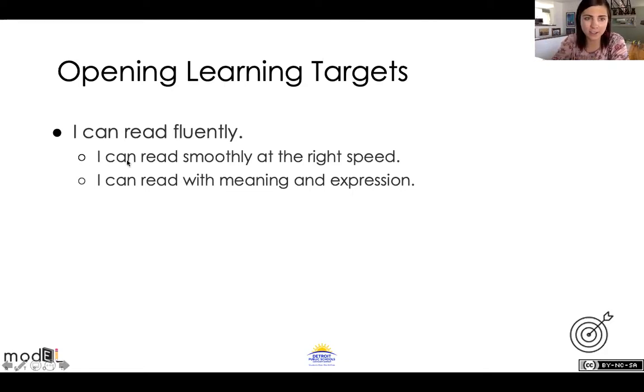So let's take a look at that first bullet point. I can read smoothly at the right speed. Reload. I can read with meaning and expression. So you don't sound like a robot. Meaning and expression. Expression is like, oh, there's an exclamation point. I'm going to say, yes. If there's a question, I'm going to say, what?